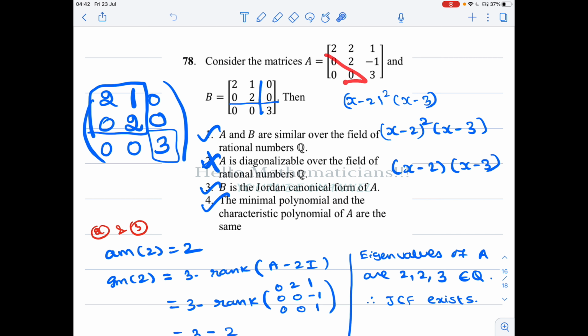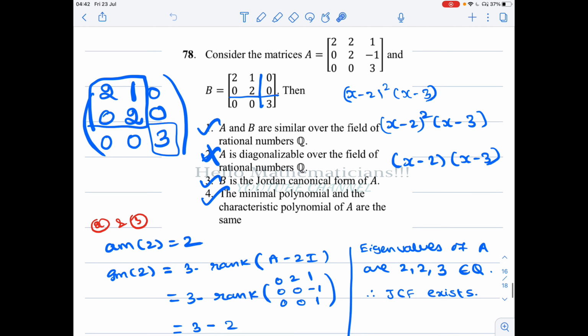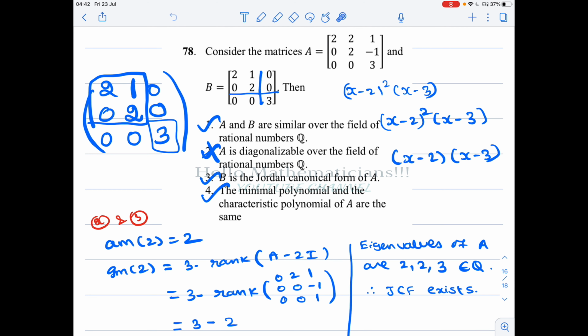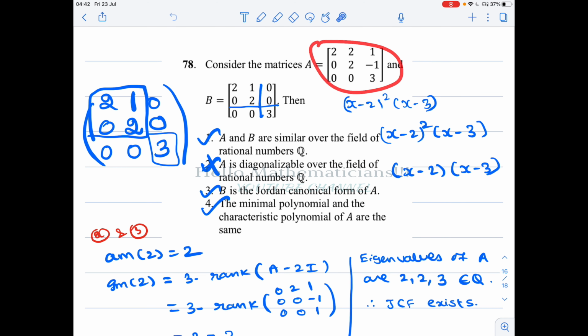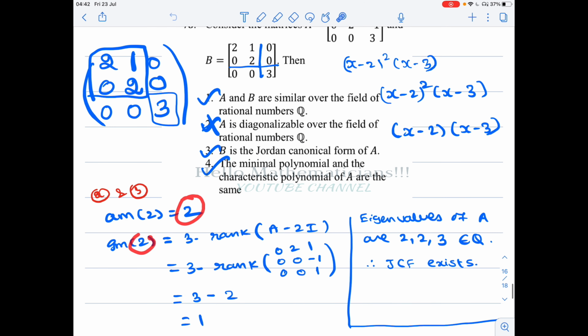Now, it is an upper triangular matrix, therefore its eigenvalues are 2, 2, 3, and they are all rational numbers. So we can talk about the Jordan canonical form of this matrix over rational numbers because all its eigenvalues are rational numbers. Now we calculate the algebraic multiplicity and geometric multiplicity of each of the eigenvalues of A. So this is the characteristic polynomial. Therefore, the algebraic multiplicity of 2 is 2. Now we calculate the geometric multiplicity of 2.